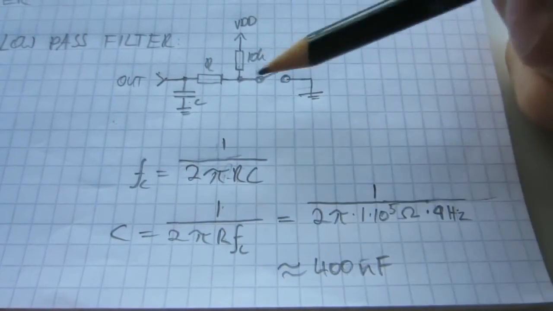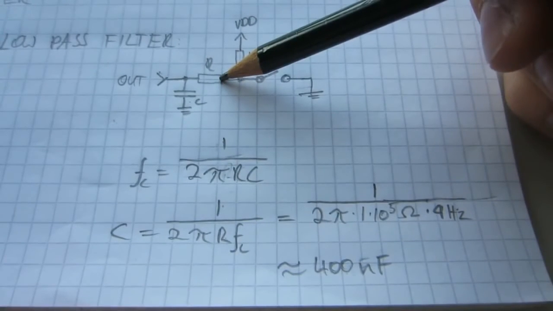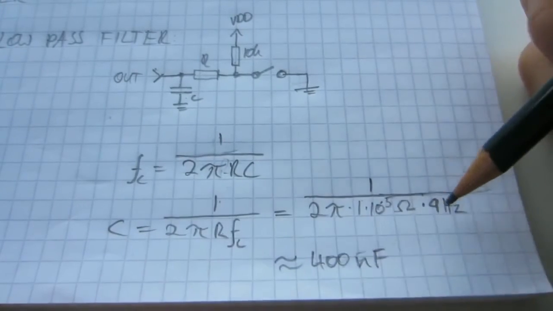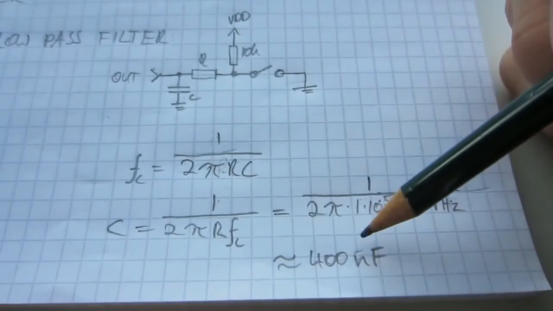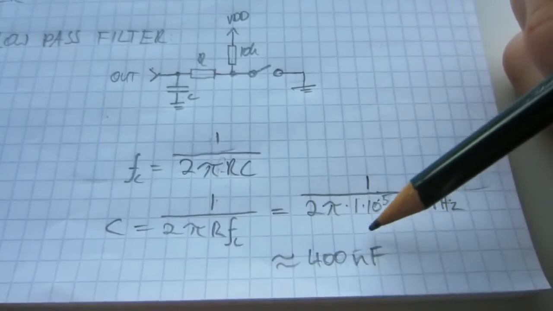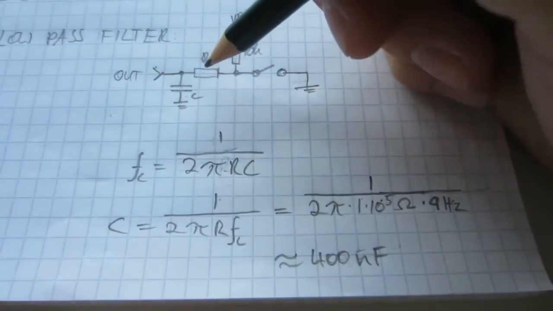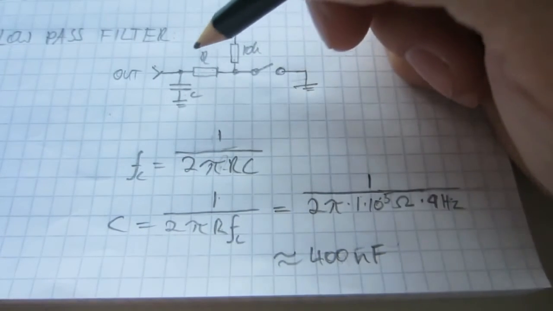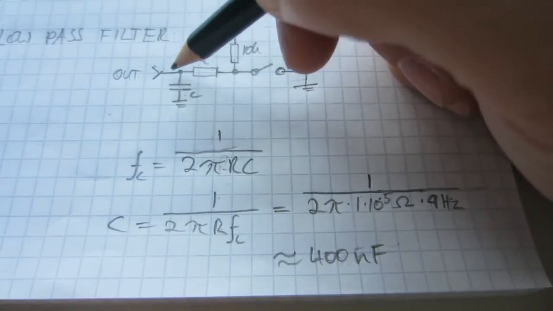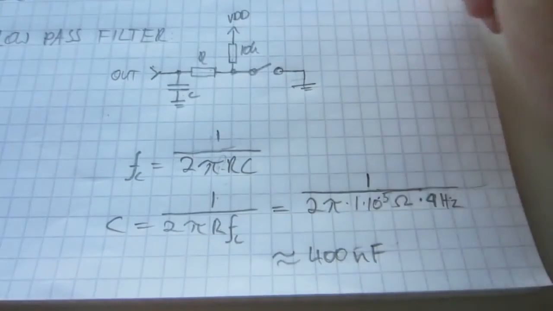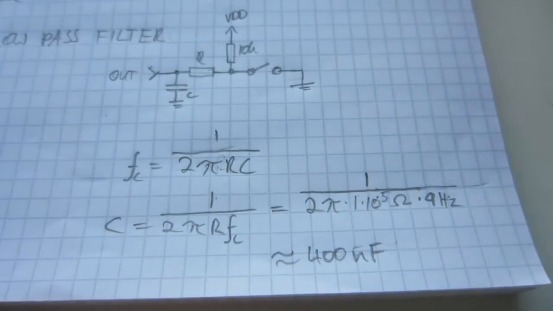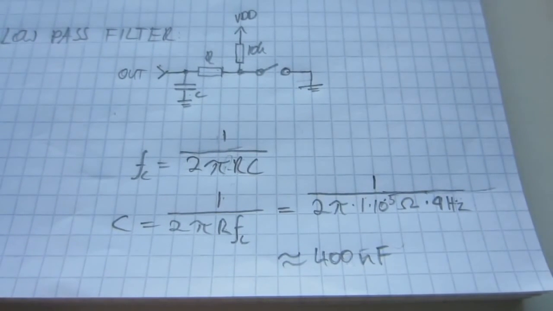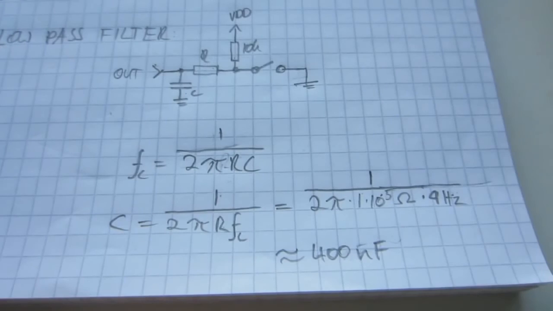Now let's say we make R a 100 kilo ohm resistor, which is 1 times 10 to the 5, times 4 Hertz. Then we would get a capacitance value of about 400 nanofarads. So if we put 100K here and a 400 nanofarad capacitor here, then we would be able to detect 4 button presses per second. So a button press every 250 milliseconds, and everything above is going to be filtered out.